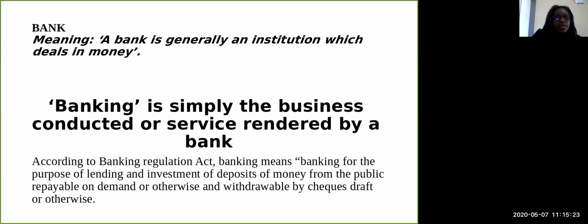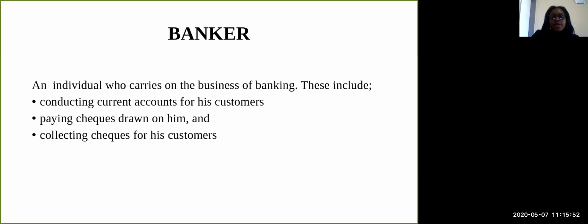Having looked at what a bank is, we'll go ahead and look at what the meaning of the word banking is. So banking is simply the business conducted or the service rendered by a bank. This is a common exam question. If you're asked the meaning of the word banking, just simply state it's a business conducted or a service rendered by a bank.